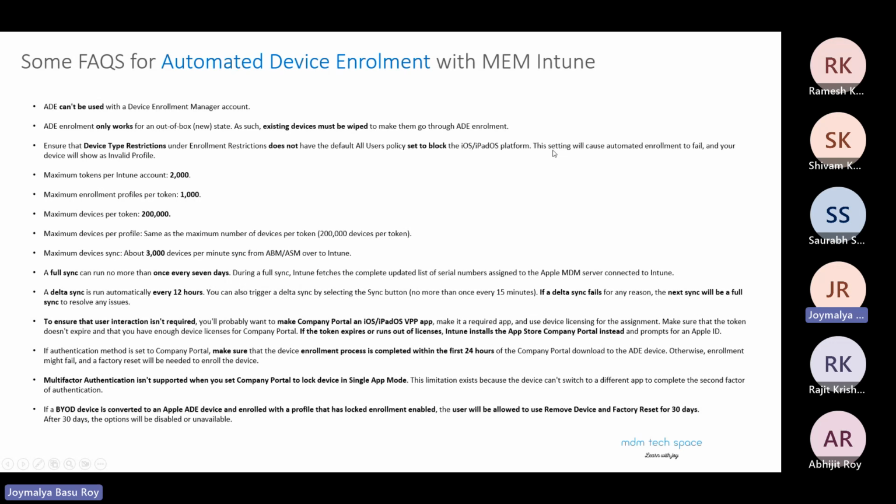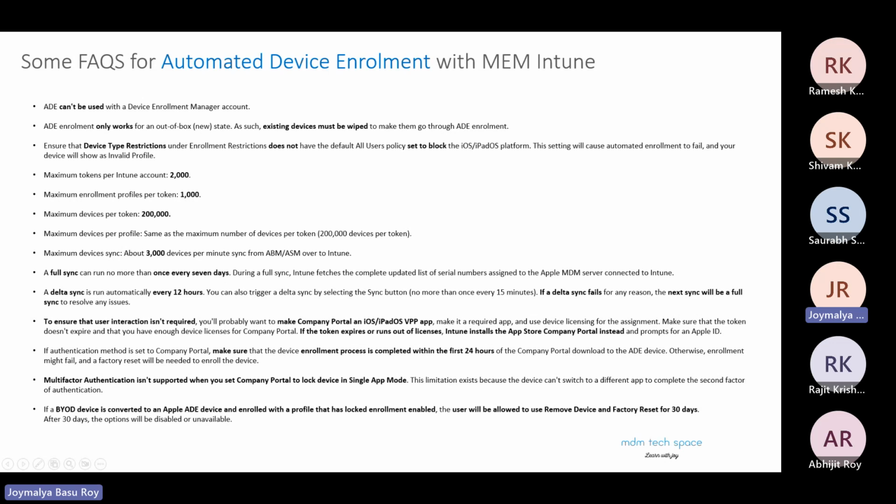So maximum tokens per Intune account, you can have 2000 tokens. Maximum enrollment profiles per token is 1000. Maximum devices per token is 2 lakhs. Maximum devices per profile is the same as the maximum number of devices per token, so that is again 2 lakhs. Maximum device sync is 3000 devices syncing in 1 minute. That is the maximum amount of devices that can sync. Full sync runs every 7 days, and delta sync runs every 12 hours.